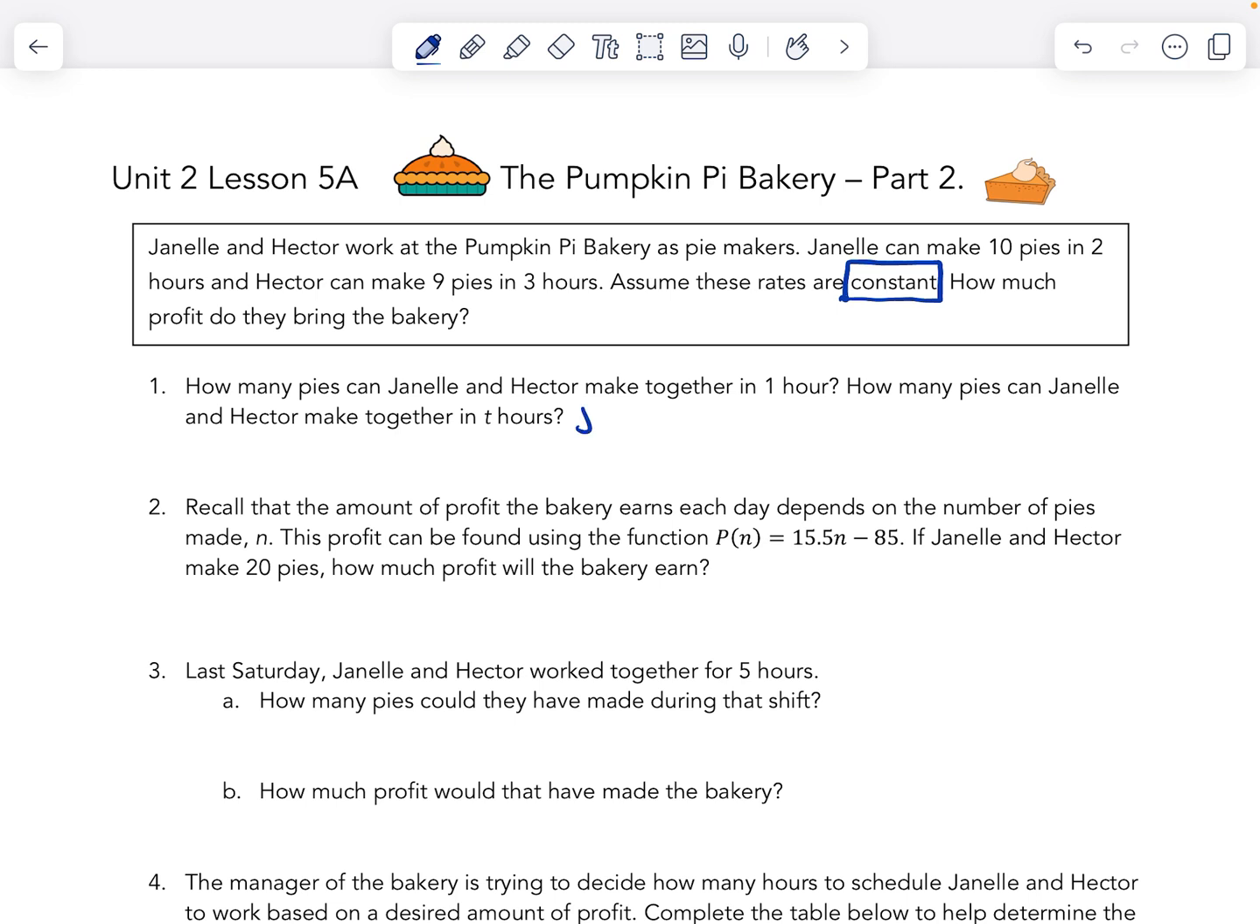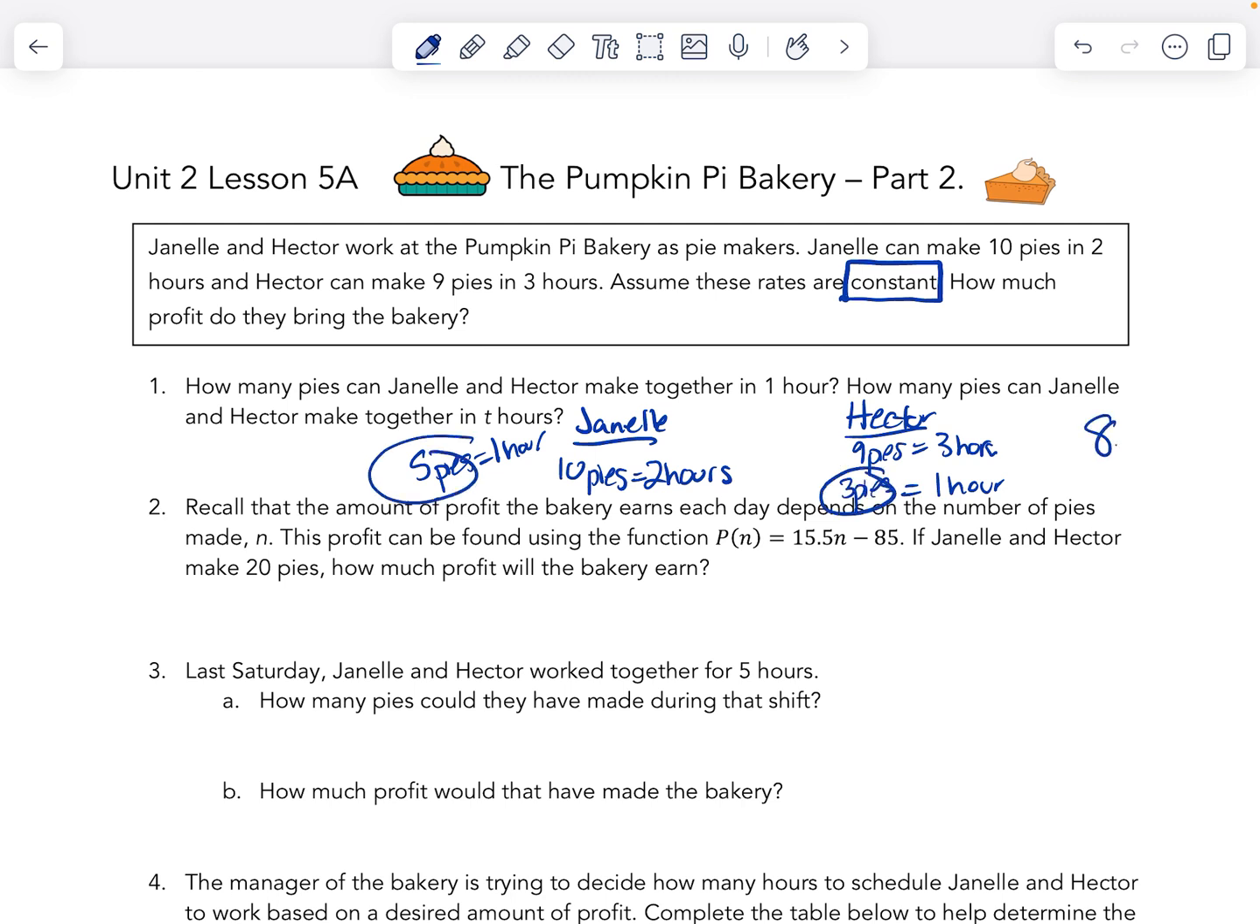So Janelle, she makes 10 pies in 2 hours. So how many pies would that be in 1 hour? So that would be 5 pies in 1 hour. And then Hector, he makes 9 pies in 3 hours. So in 1 hour, he'd be making 3 pies because that rate is constant. So total in an hour, they'd be making 8 pies together.